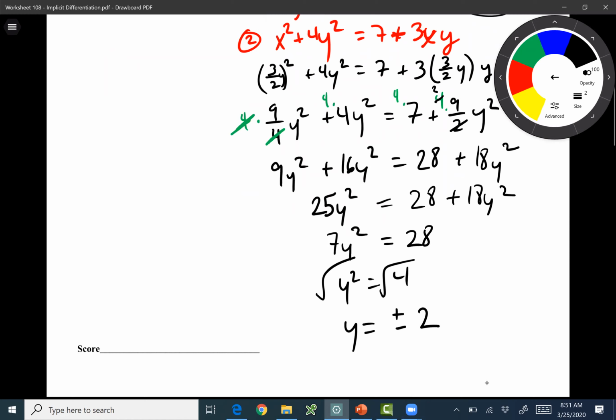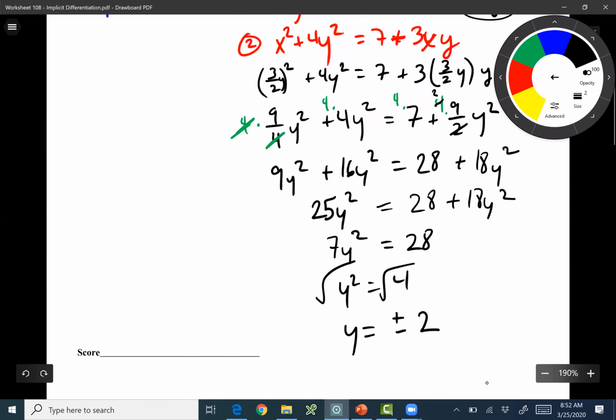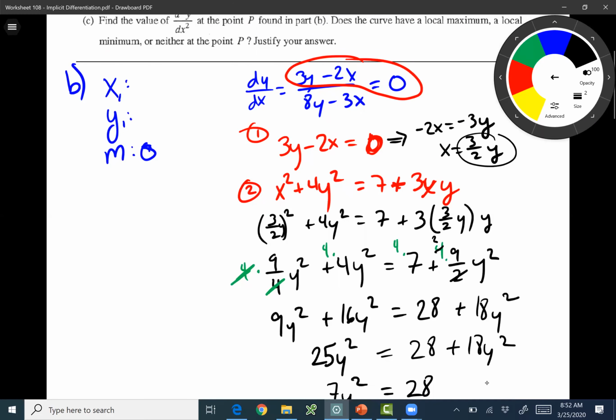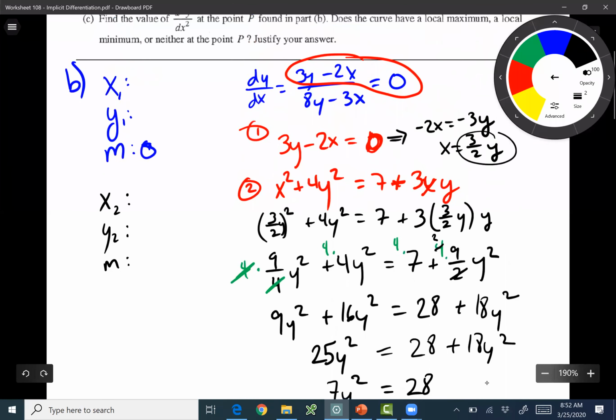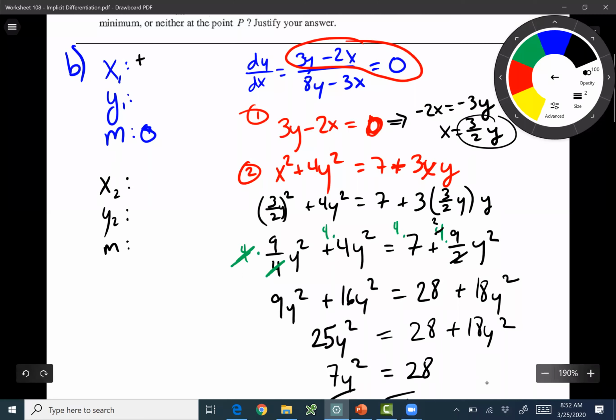Now, when we get two answers, what that actually means about our x1, y1, m is that there are two versions of it. So we want to go back here and put positive 2 as one and negative 2 as the other. And now the way that you solve that is you can plug it into either equation.